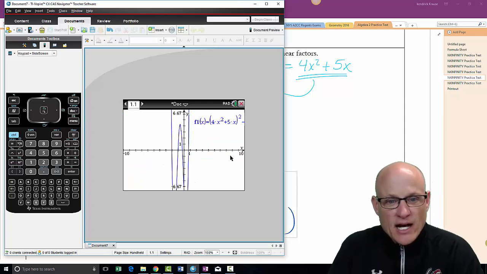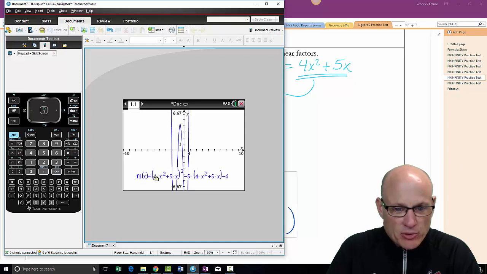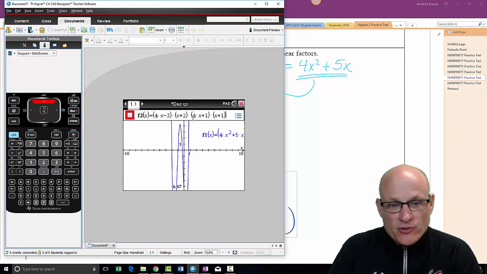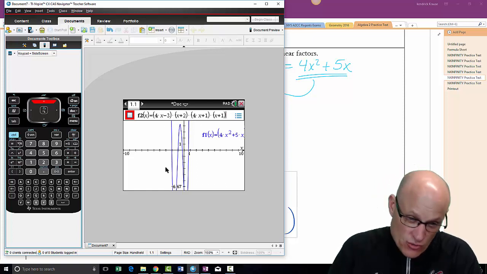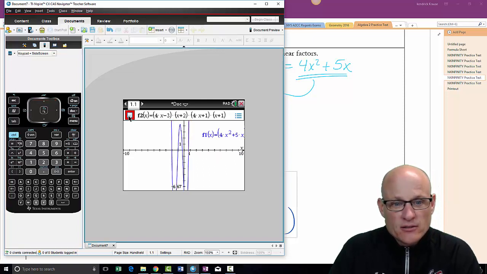So here's what I did. I graphed this one. This is that crazy one, and I did that in blue. There's the crazy one in blue. And then I pressed tab, and I graphed this one, 4x minus 3, x plus 2. Now, if I did this correctly, this graph should just trace right over this blue one, but be in red. So watch it carefully. Click. See? So I know that I got it right.